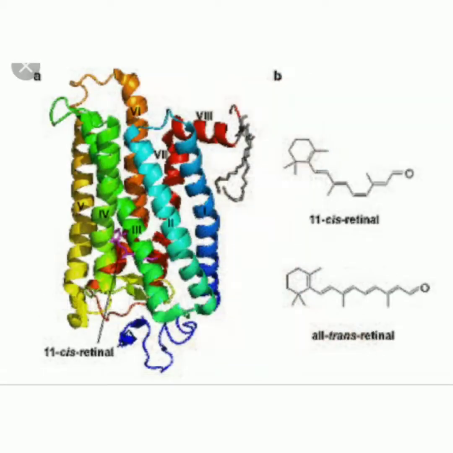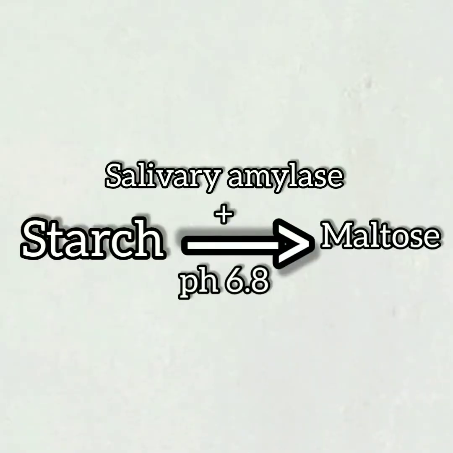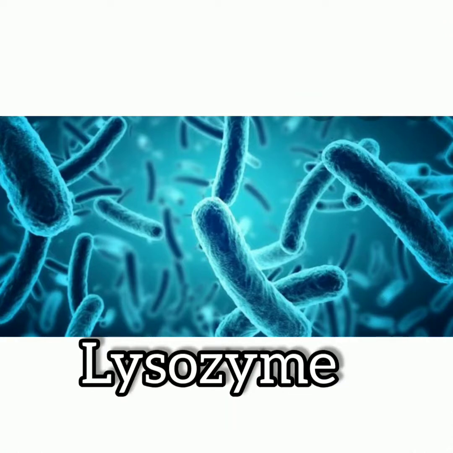So, with the help of salivary amylase, about 30% of the starch is hydrolyzed in the buccal cavity. This can be represented as starch is converted into maltose in the presence of salivary amylase at an optimum pH level of 6.8. Now second, there is lysozyme.